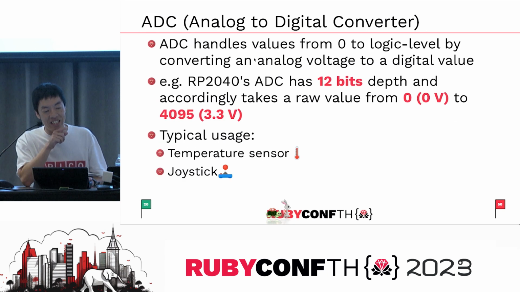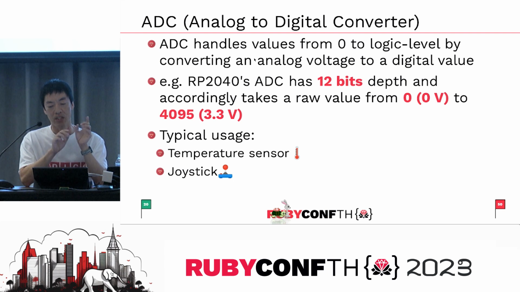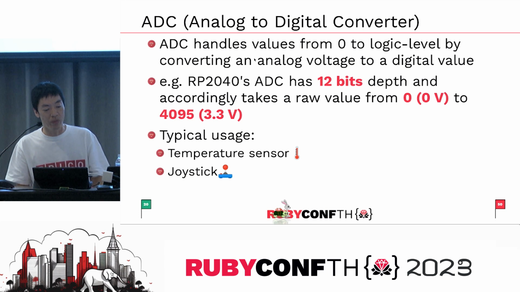Next thing is ADC, analog to digital converter. ADC handles values from 0 to logic level, that is 0 to 1, by converting an analog voltage to a digital value. For example, RP2040's ADC has 12 bits depth and accordingly takes a raw value from 0 to 4095. Typical usages of ADC are a temperature sensor and the joystick on Nintendo Switch and PlayStation.